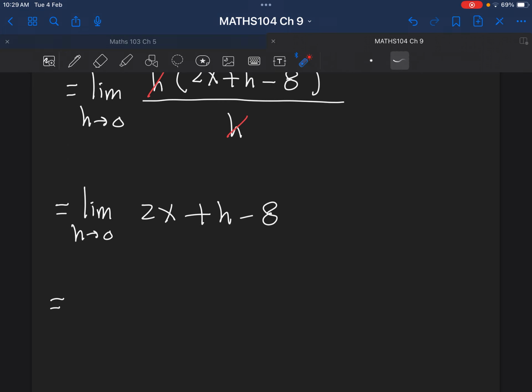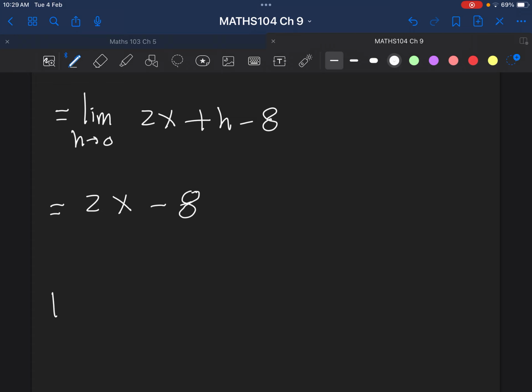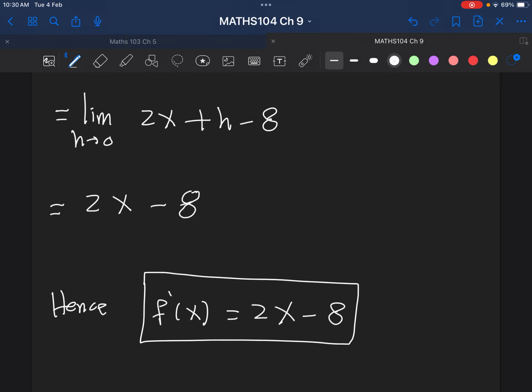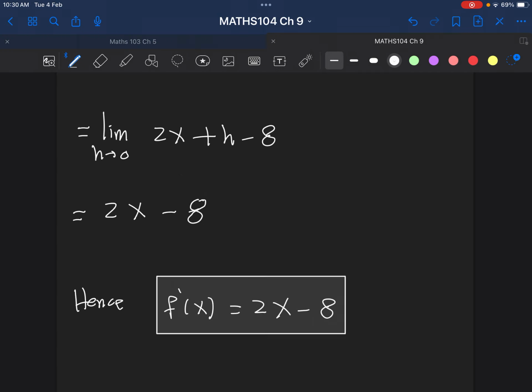Now how do we solve such a limit? Remember, direct substitution. Substitute h equal to 0 and see if you get a number, or if you get 0 over 0, then there is a problem. Otherwise, whatever you get, you will just write it down. So if you write h equal to 0, whatever you get is 2x minus 8. And that's the derivative. Hence, f prime, which is the derivative, equals 2x minus 8. And that's how we find the derivative using the definition.